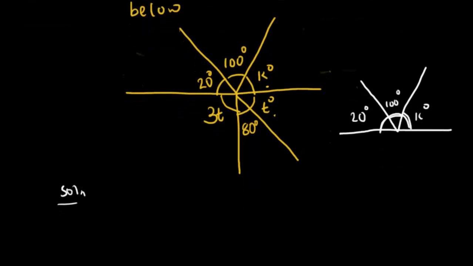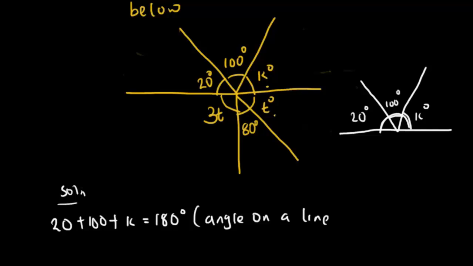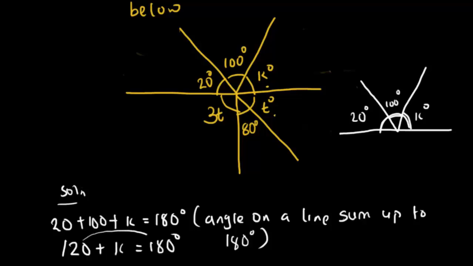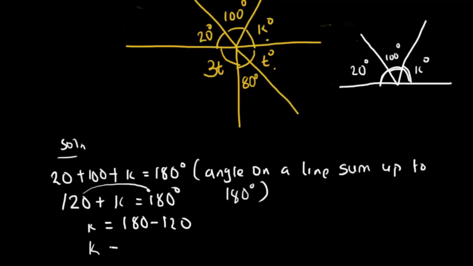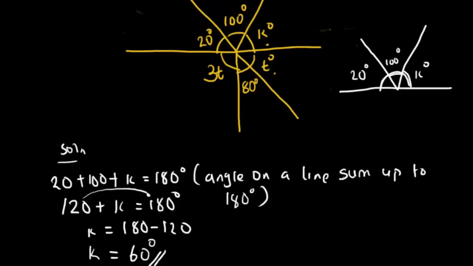So we'll be having 20 plus 100 plus K equals to 180 degrees. What's the reason for this? Angles on a line sum up to 180 degrees. Do you understand? 20 plus 100 will give us 120. So we have 120 plus K equals to 180 degrees. We collect like terms. 120 goes to the other side. So we'll be having K equals to 180 minus 120. Do you understand? So K equals to 180 minus 120 will give us 60 degrees. So it means that K equals to 60 degrees.